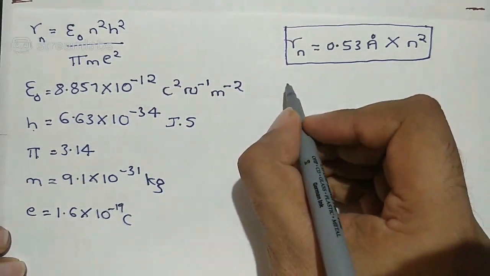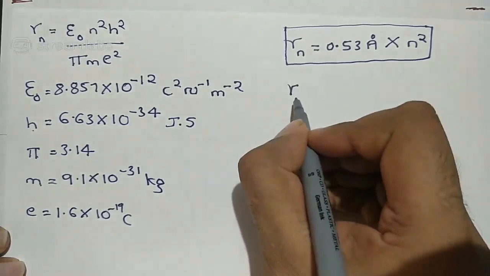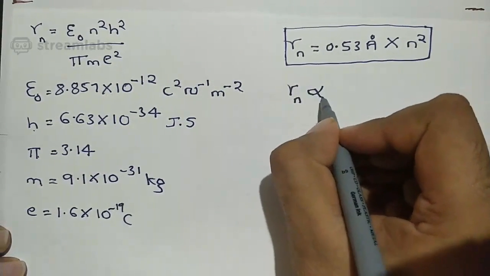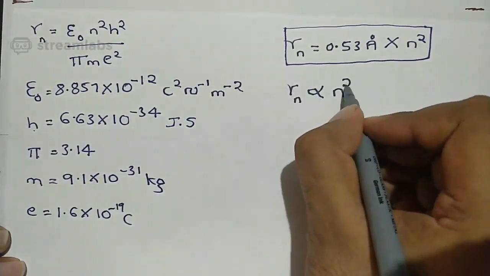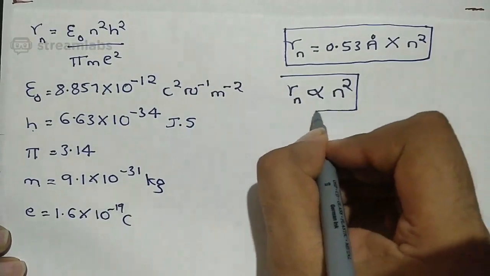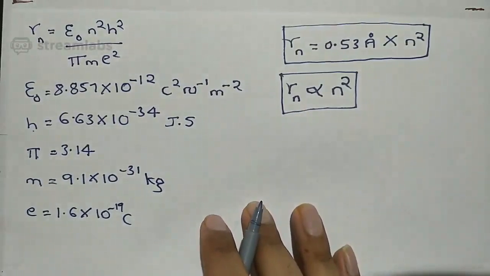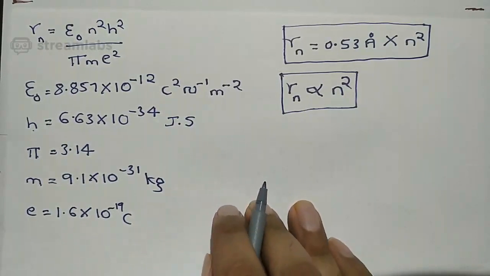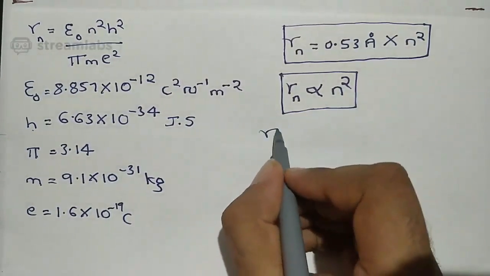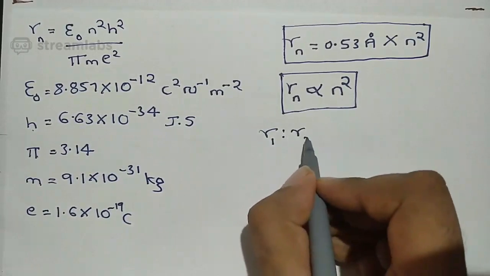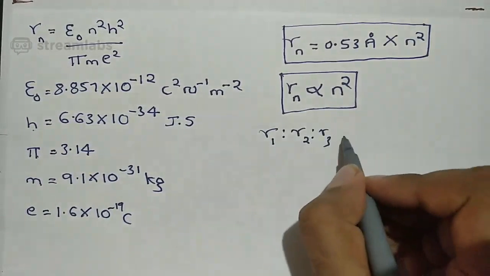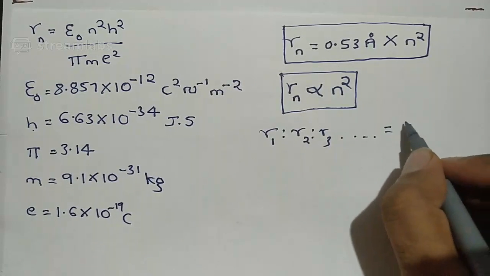So the radius of the electron in the nth orbit is 0.53 angstrom into n square. That means the radius of the electron is directly proportional to the square of the principal quantum number. It's a very, very important point. Rn is directly proportional to n square. So if you take the ratio of R1, R2, R3, and so on, what is the ratio?